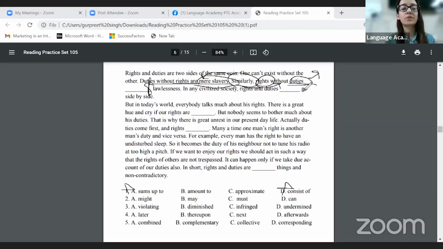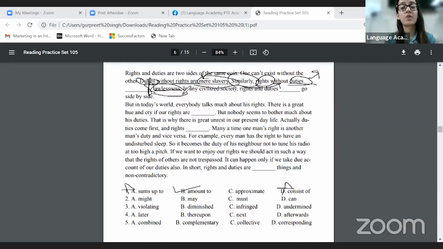similarly, rights without duties amount to. Amount to means result in or lead to, which means this is what we get if we have rights but no duties in those rights. Like they said, if you have duties but no rights, then it is mere slavery. If you have rights without any duties, then it is mere lawlessness. That means lead to, amount to, result in, this is what we get. And you are saying consist of.